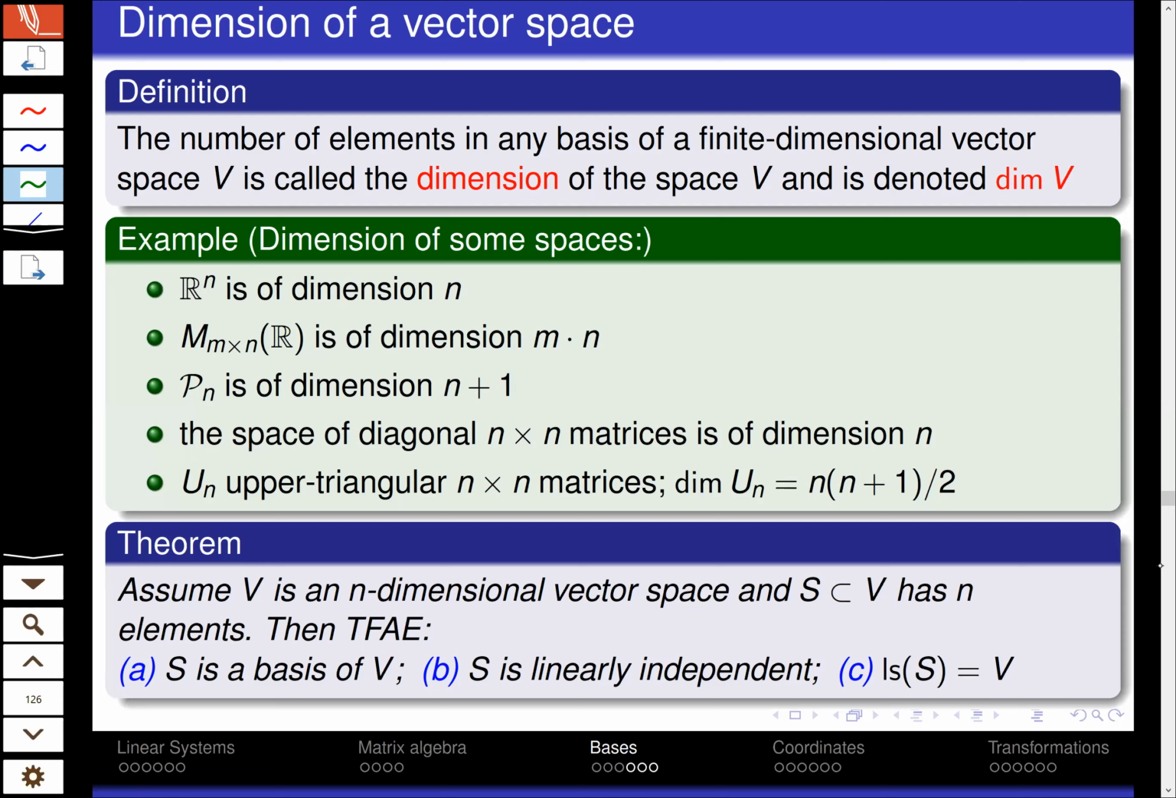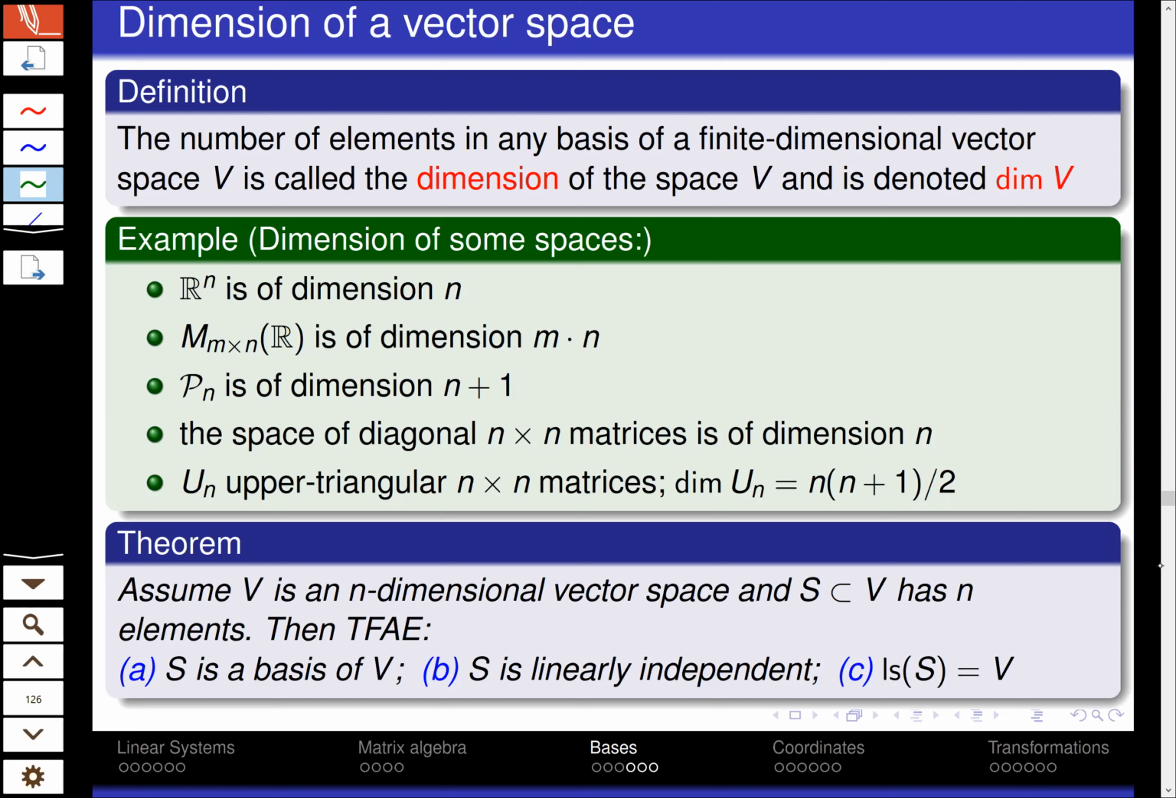But if you have 11, then it's not necessary to check that they are both linearly independent and spanning. One of these properties, together with the correct number, will imply the second. So in this statement, any one statement implies the other.